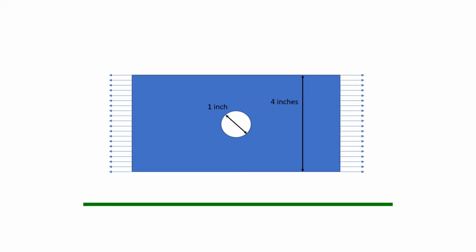In this finite element modeling tutorial using Ansys Workbench, we're going to look at the stresses that develop around a hole in a plate when the plate is pulled in the axial direction. So our plate will be 4 inches in width and our hole is 1 inch in diameter.